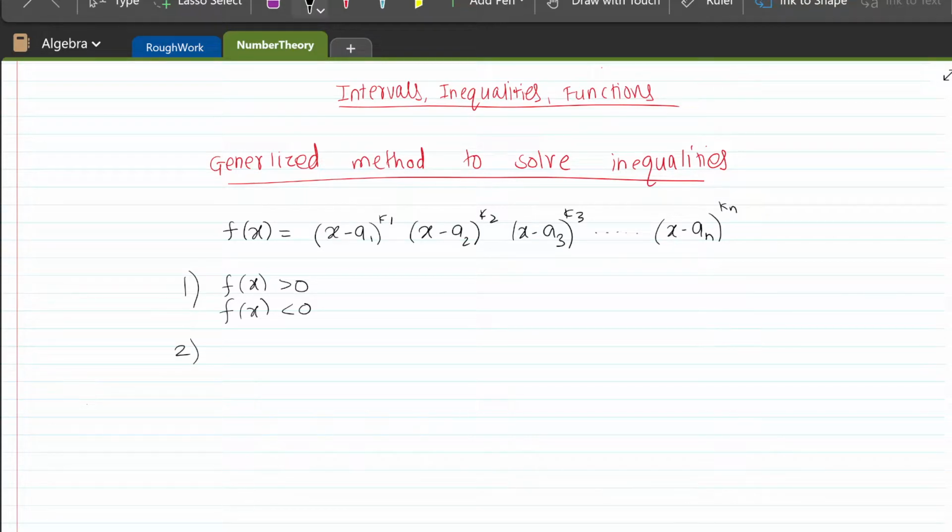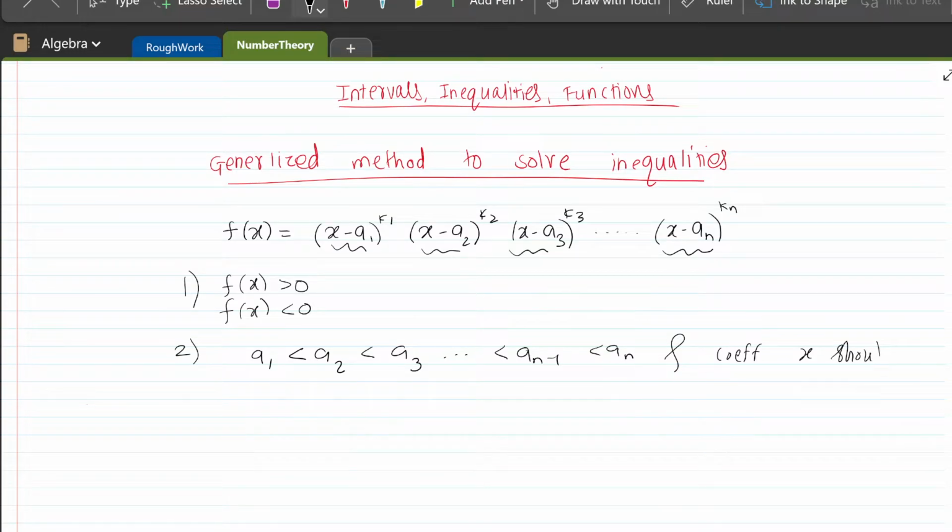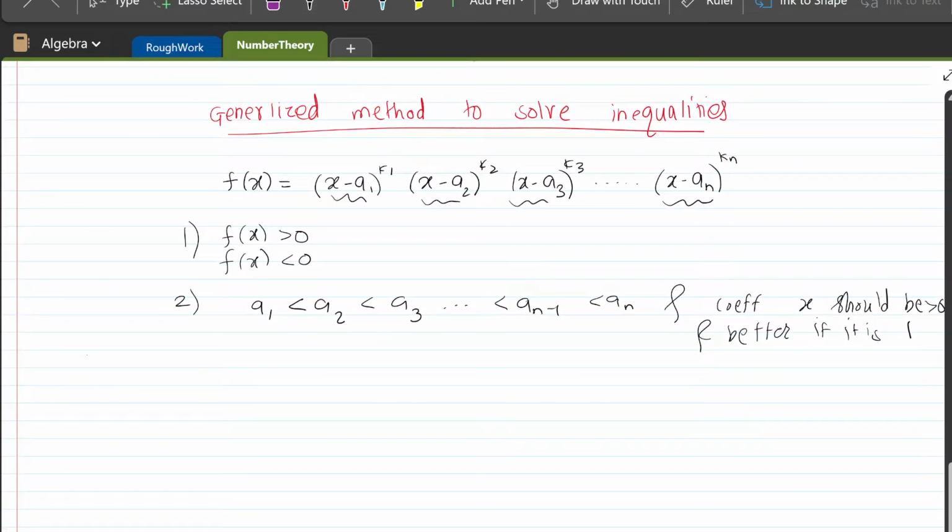Next thing is you have to arrange these factors in such a way that a1 is less than a2 is less than a3 and so on is less than an minus 1 is less than an. Okay, and the coefficient of x should be positive, and better if it is 1. Okay, I'll tell you why. I'll solve a problem after this, talking about the definition, then everything will make sense.